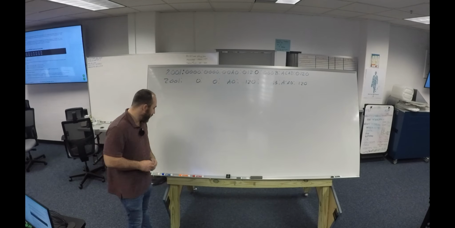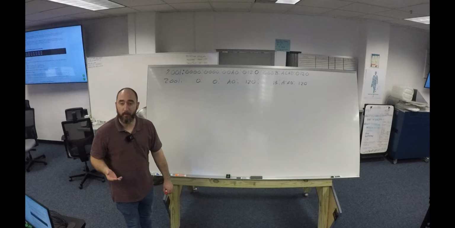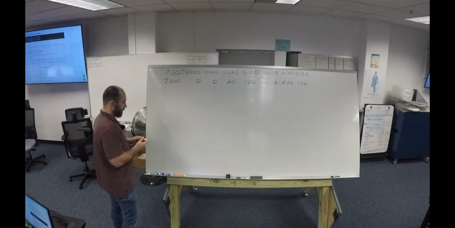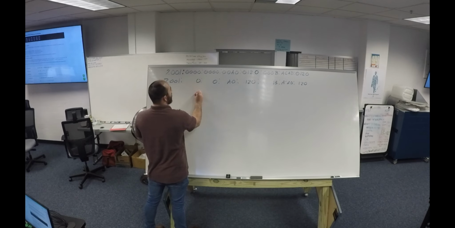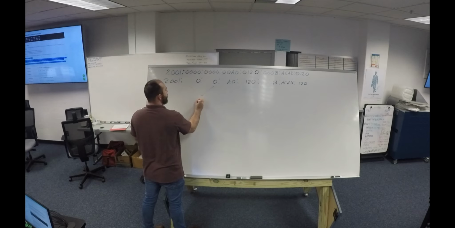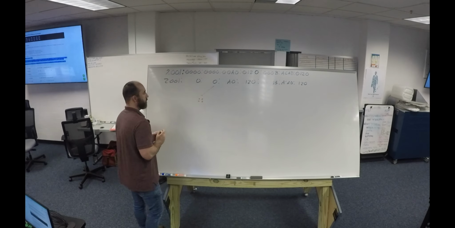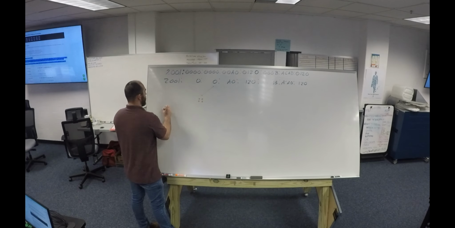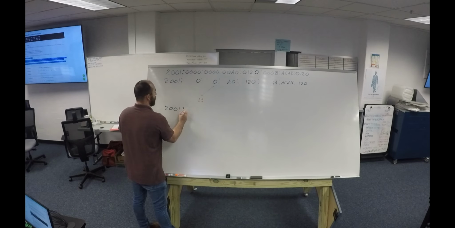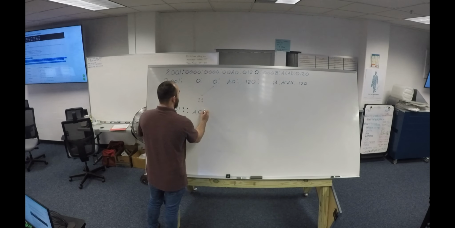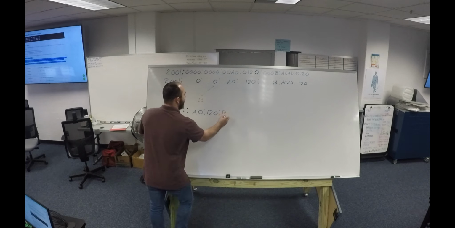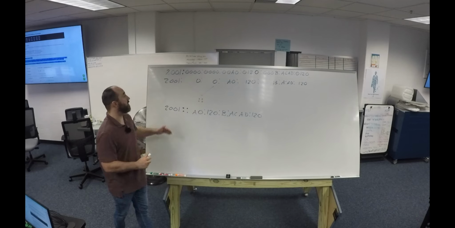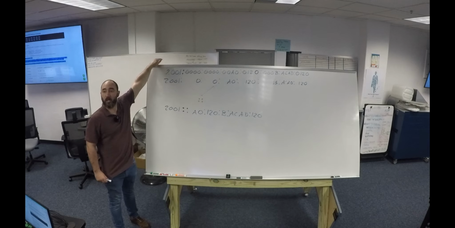Now the second rule is remove 0 segments. But this is a one-off. You can only use it one time. So here, I'm going to replace these with a double colon. And now that leaves us with 2001 colon colon A0 120 colon B colon ACAD colon 120. It's going to be a lot faster for us to type this than this up here, right?